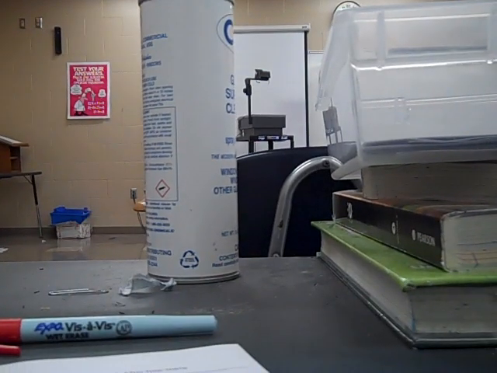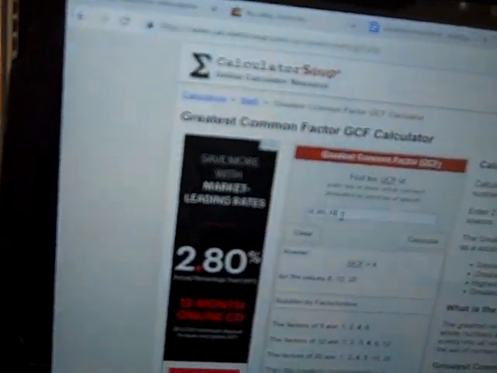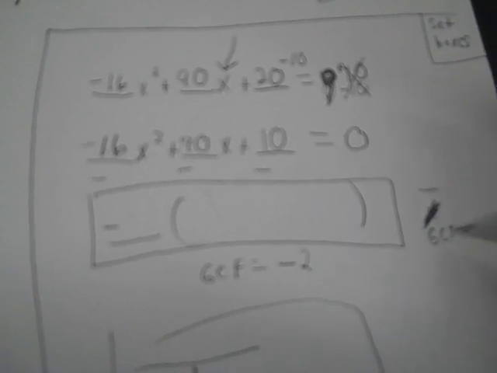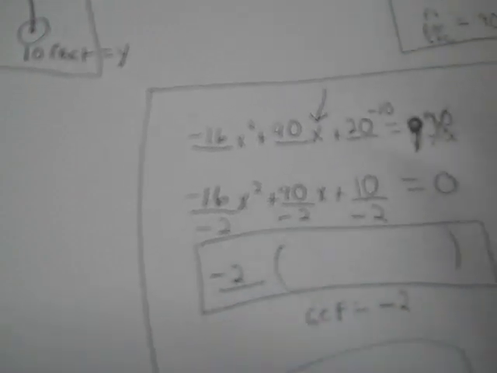And then the GCF out of 16, 90, and 10, I'm going to need to use my GCF calculator. Get to it. Okay, so 16, 90, and 10. Gives me 2. Okay? So negative 2 is a GCF. It will not have x, though. Okay? So put a 2 with the negative and then just divide everything.